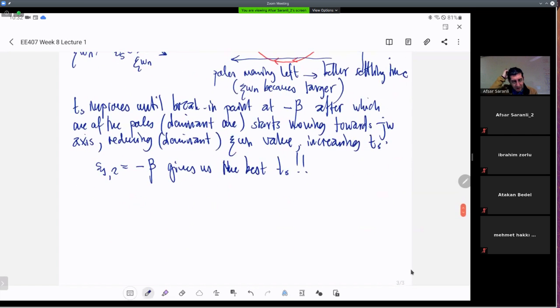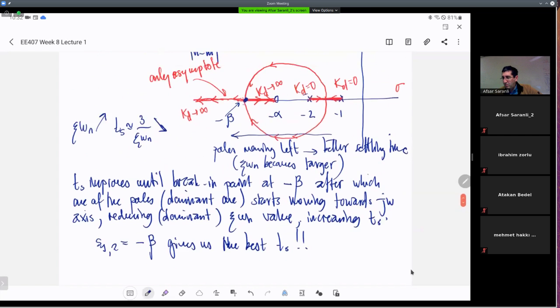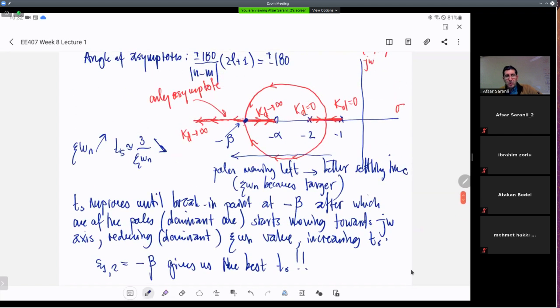Any questions so far? Furthermore, the system is becoming more and more stable, right? Because our poles are moving away from the j omega axis. What about oscillations? What about oscillations in the system? What about the overshoot and the oscillation frequencies?